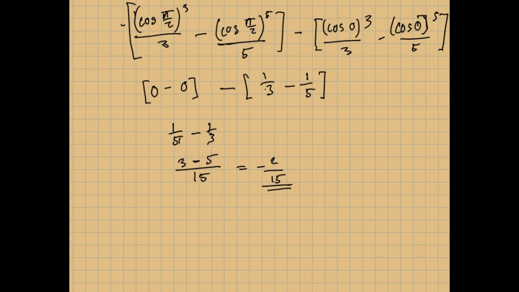Okay, good. So negative 2 over 15 can also be written as negative 0.133. All right, anyway, thank you. We'll see another example in the video to come.